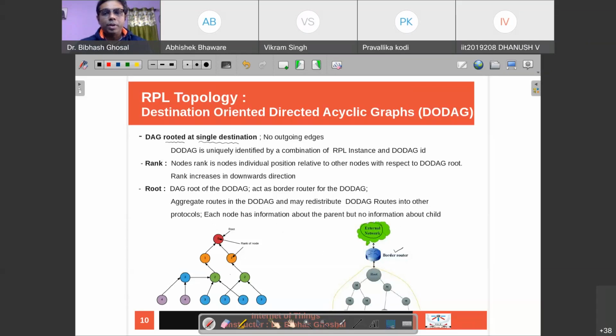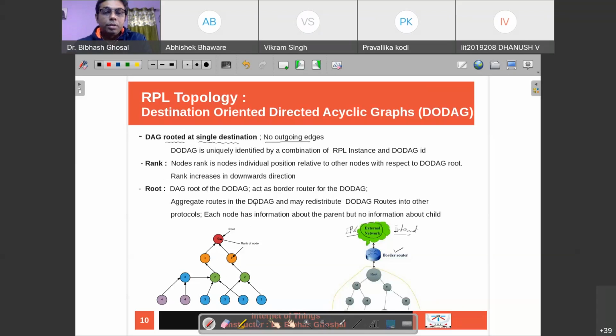This is the internet, using the usual IPv6 network. So the router which is actually connecting to the internet is your root, and all the lower devices that will be collecting or providing the data will be the nodes. The interesting thing is that this graph does not have any outgoing edges.